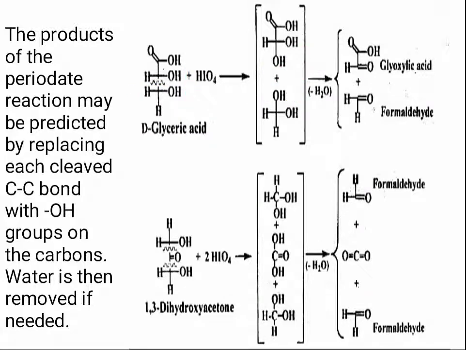So at first you are breaking the carbon-carbon bond, then adding OH to both the carbons, and then if you have two hydroxyl groups on the same carbon, then just eliminate 1 mole of water from that. So if you eliminate water, you will get this formaldehyde, and if you eliminate water from this, you will get glyoxylic acid.